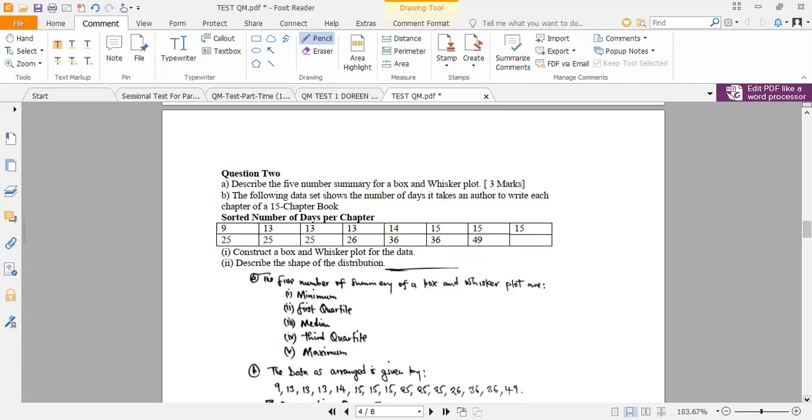The following data shows the number of days it takes for an author to write each chapter of the 15-chapter book. So these are the number of days, which have been put in this box, and we've been asked to construct a box whisker plot for the data and describe the shape of the distribution.